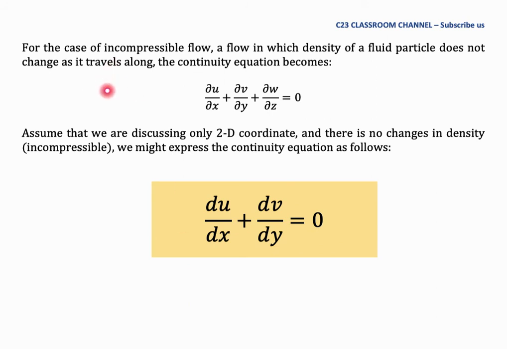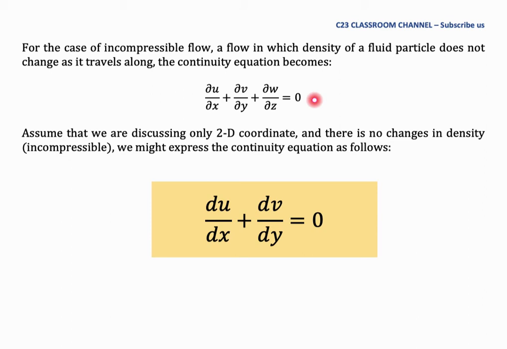For the case of incompressible flow, a flow in which the density of a fluid particle does not change as it travels along, the continuity equation can be written as follows. It becomes ∂u/∂x + ∂v/∂y + ∂w/∂z = 0. Please bear in mind that in incompressible flow, the value of density remains constant. So we could cancel the density, and we have the simple form of the continuity equation like this.